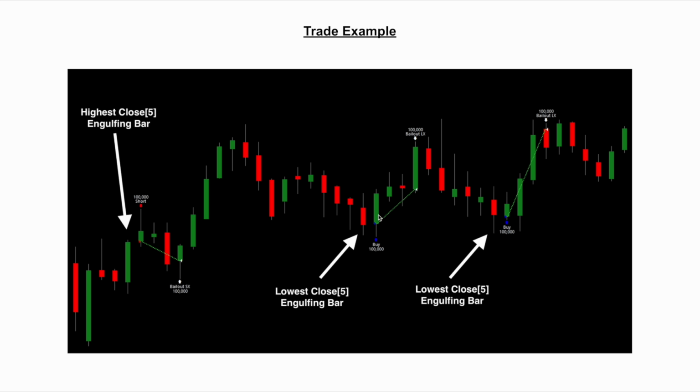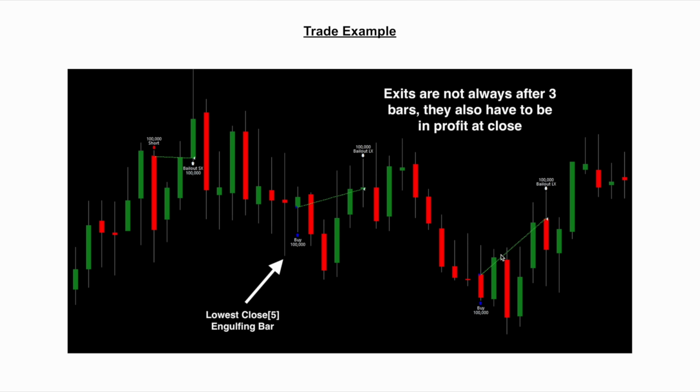Here's a long trade. Again, we've got an outside bar or an engulfing bar. The close is the lowest close over the last 5 bars. So we buy the next open. We're in the trade for 1, 2, 3. We look at the close. Yes, we're in profit. So then we exit the next open. And another one here. But the exits are not always after 3 bars. They have to be in profit at the close, okay?